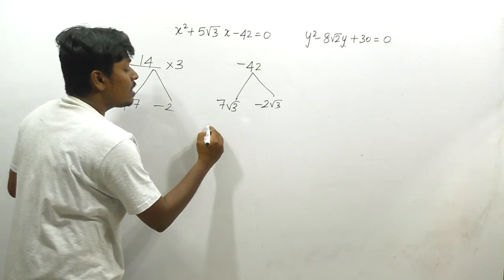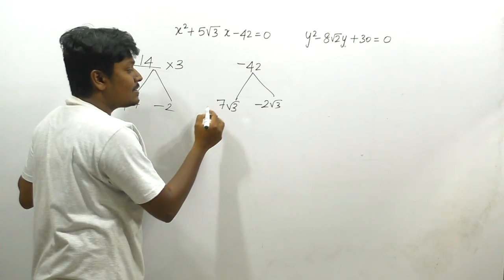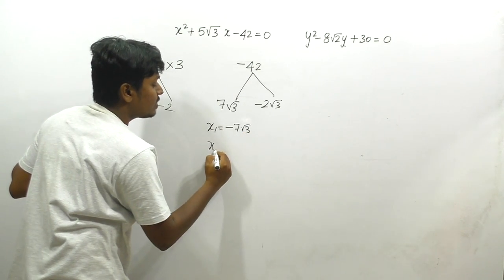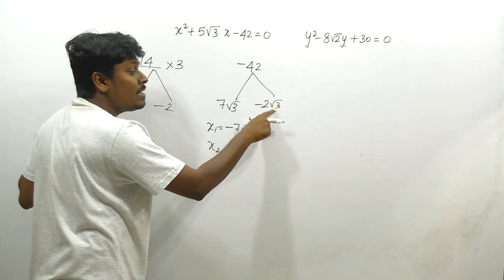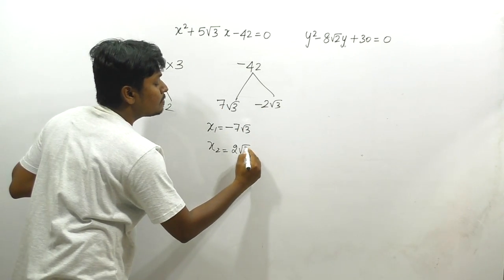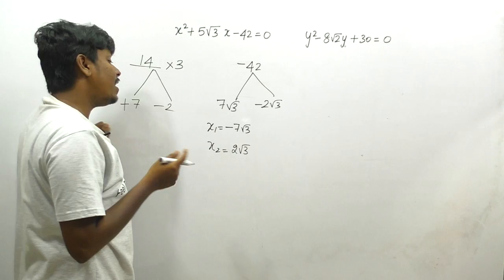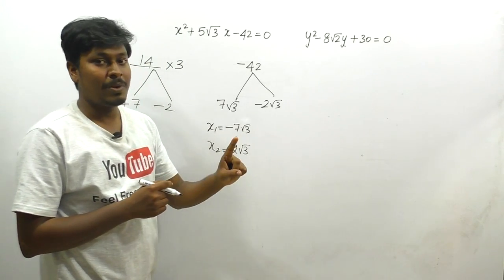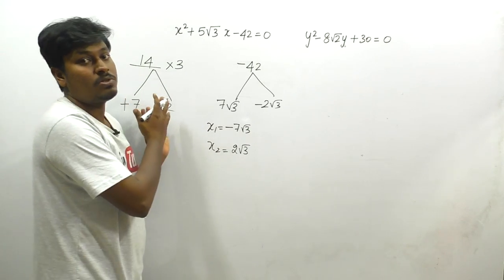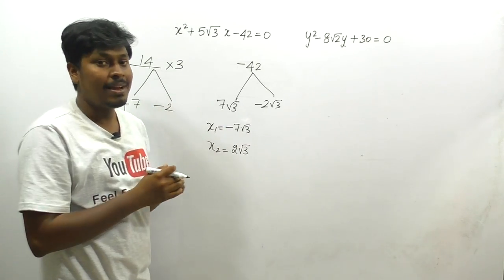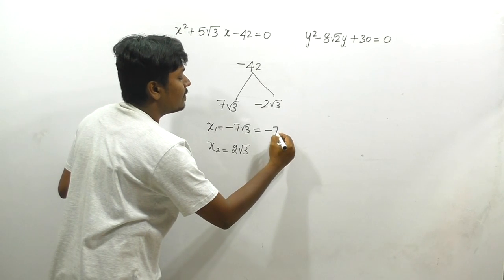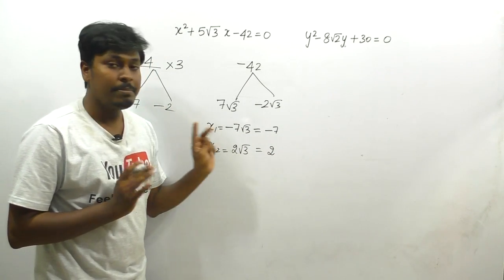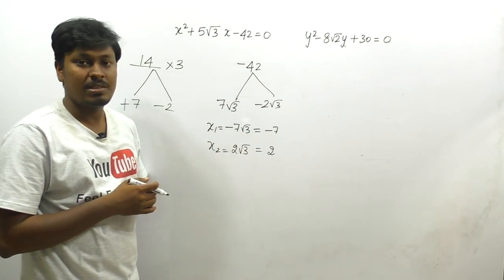But remember friends, while writing you need to change the sign. Here it is plus 7 root 3, so minus 7 root 3. So x2 is equal to, here it is minus 2 root 3, but while writing it is plus 2 root 3. Friends, in the previous sum itself I have told you one thing, that root 3 is approximately 1. So don't get confused by writing minus 7 root 3 and comparing. Just better write this as minus 7 and this as plus 2. Why? Because root 3 is 1, so 2 into 1 will be 2. This is the easier way to solve this question, friends, right?